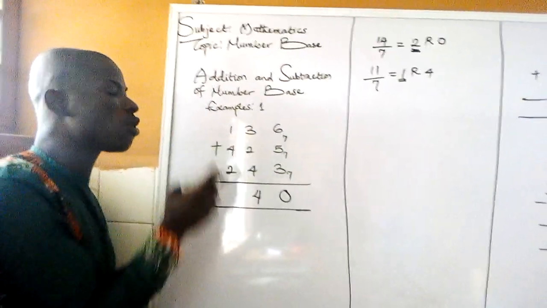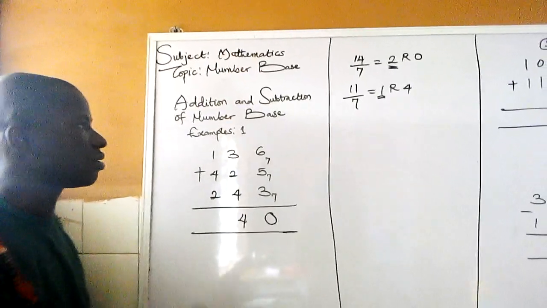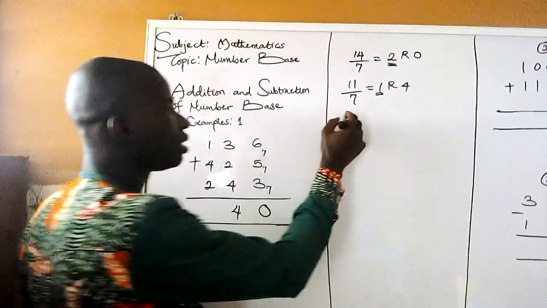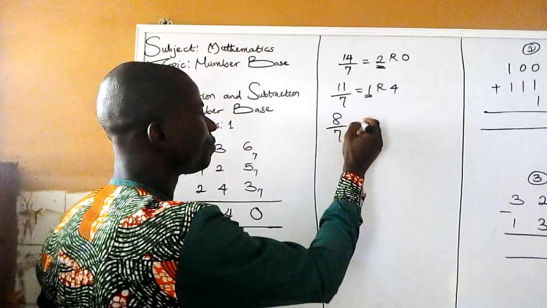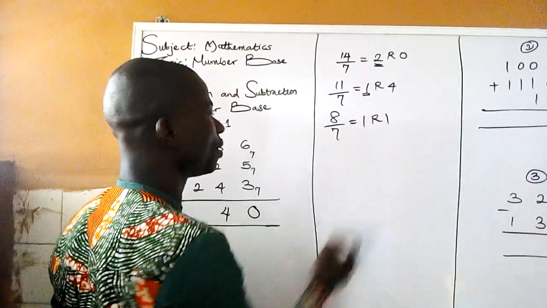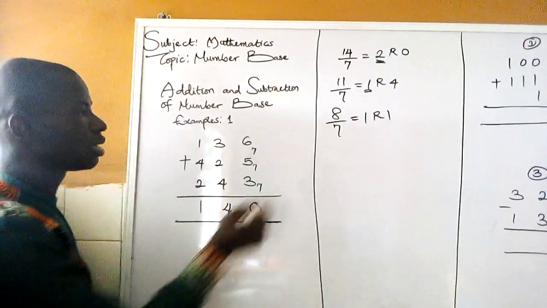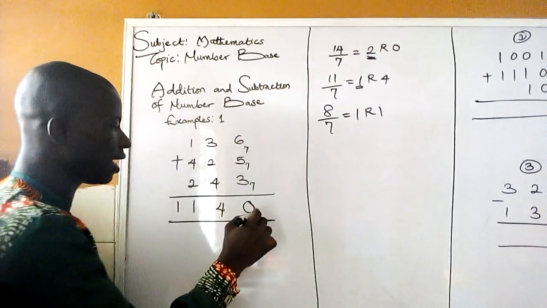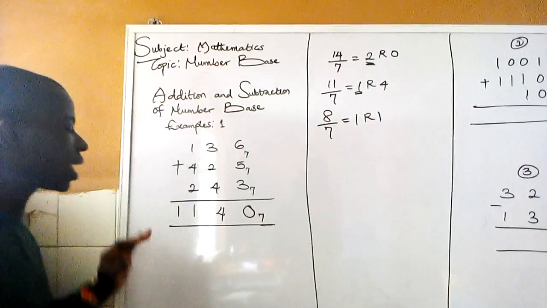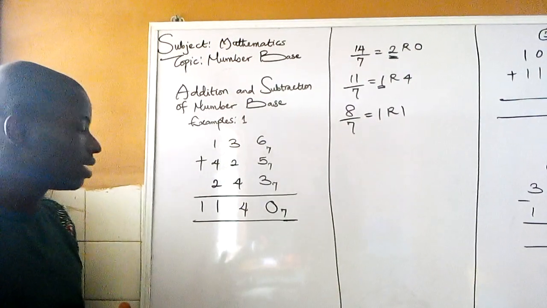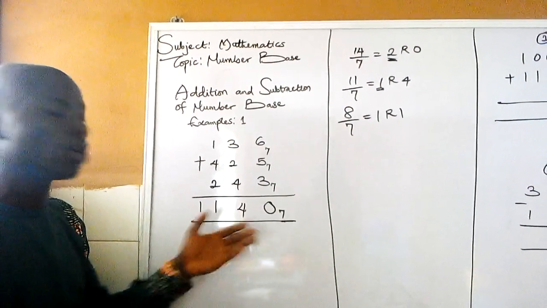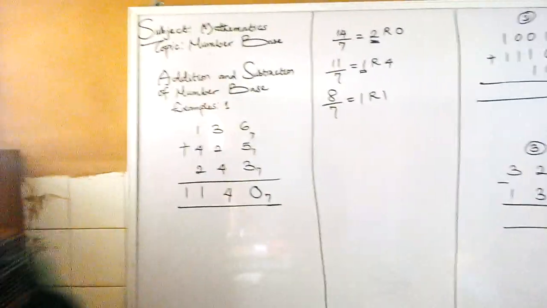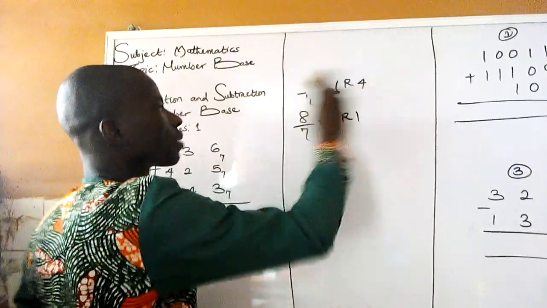We have 1 plus 4, 5 plus 2, 7 plus 1, 8. 8 is greater than the base, so divide it by the base. 8 divided by 7 equals 1, remainder 1. So you write your remainder. Then the one that remains, you put it here because there's nothing to add again. Base 7. So you can see that in our final answer, there is nothing greater than or equivalent to 7. Please take note of that.